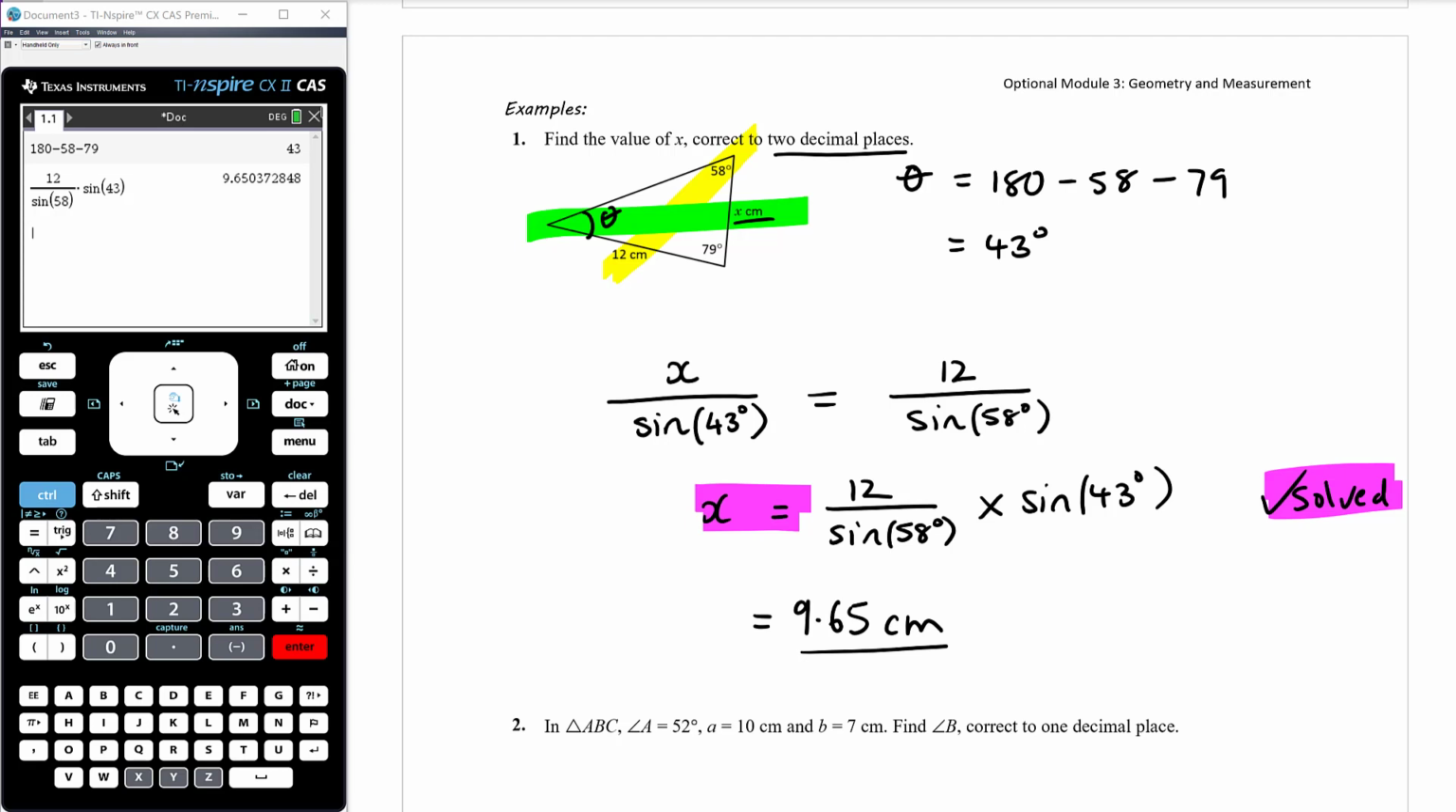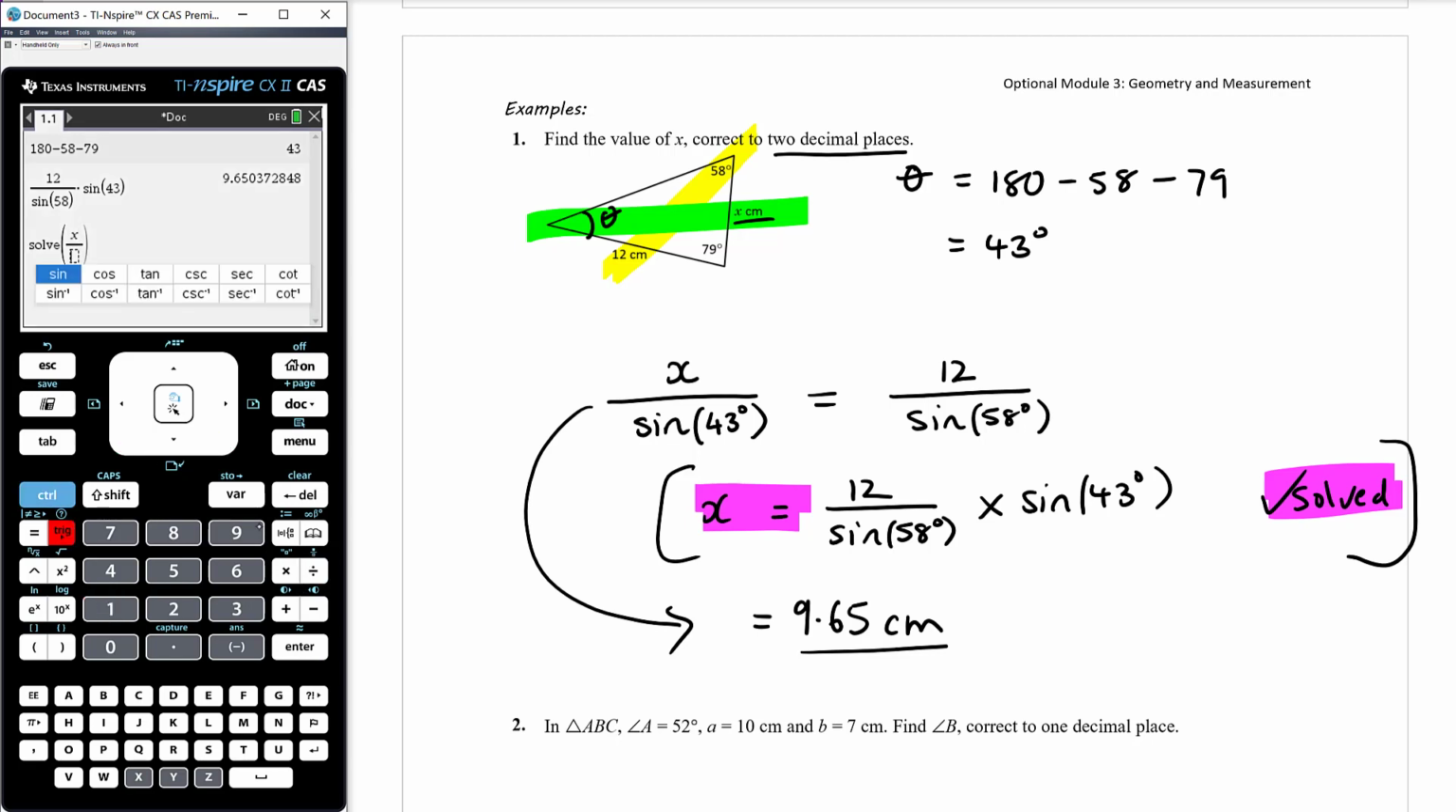Okay. If you hadn't done this middle step where you did the solving yourself, then you would need to get your CAS to solve. So you would need to do menu 3.1, control divide, x divided by sine of 58 equals, control divide, 12 divided by sine of 43 on that side, sine of 43 equals 12 divided by sine of 58, comma x, control enter.